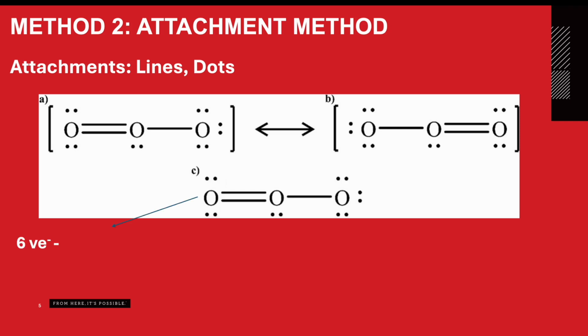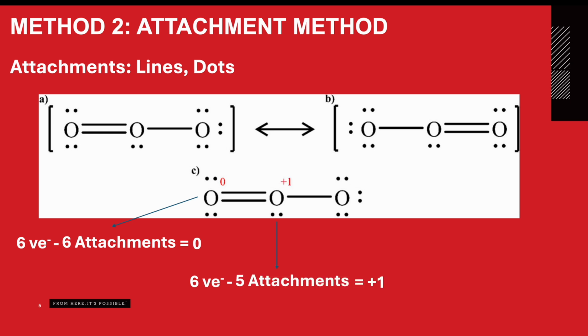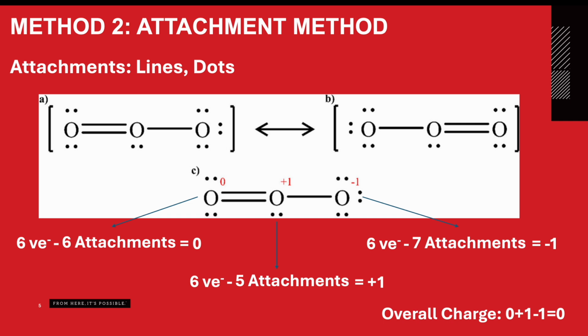It still has 6 valence electrons, but we have 4 dots and 2 lines. That's 6 total attachments, so its overall formal charge is 0. The central oxygen still has 6 valence electrons, but it has 2 dots, 3 lines. So it has 5 attachments, which means its overall formal charge is +1. The rightmost oxygen still has 6 valence electrons, but it has 7 attachments because of its 6 dots, 1 line, which means its overall formal charge is -1. Add them all up just to check, make sure it's 0, and we got to the same answer, but we didn't have to do hardly any math.